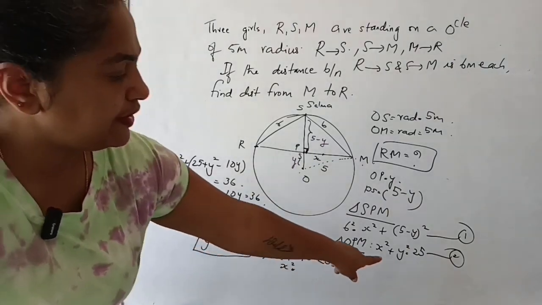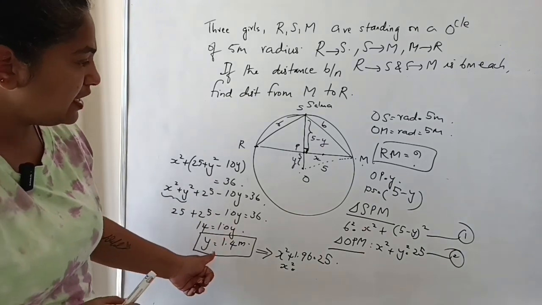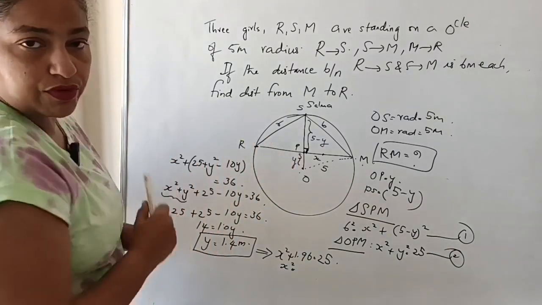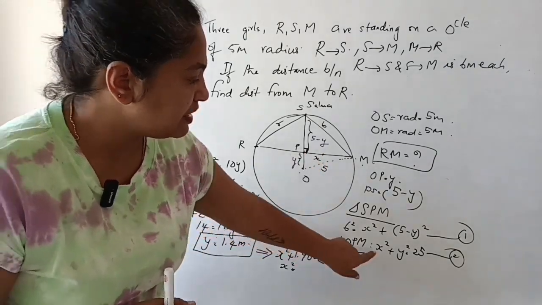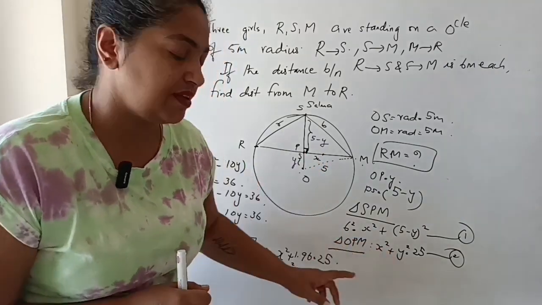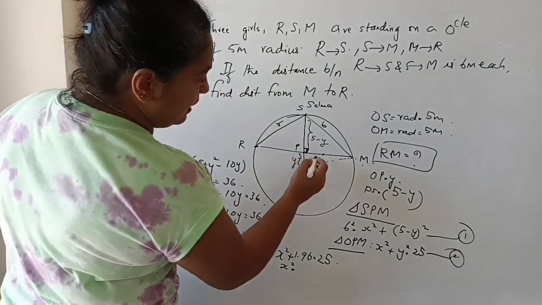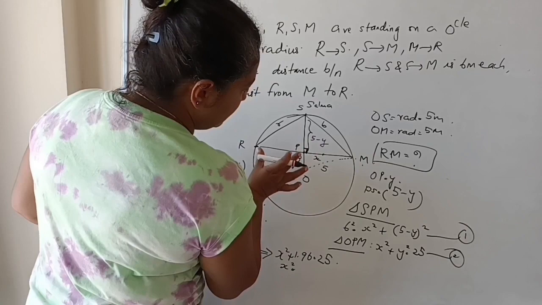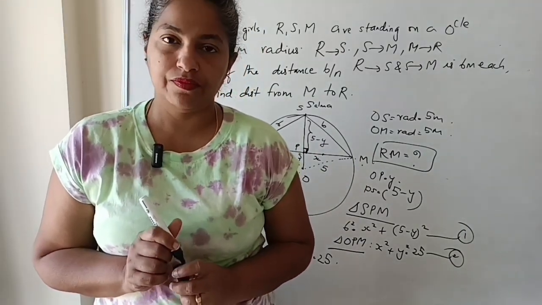From the second equation, you know x square plus y square is equal to 25. I have substituted it over here, and I am getting the value of y as 1.4. Since I am getting the value of y as 1.4, I can find the value of x by substituting it in x square plus y square is equal to 25. After finding the value of x, you have to multiply it by 2 because x is only half of the length, in order to get the entire length RM.